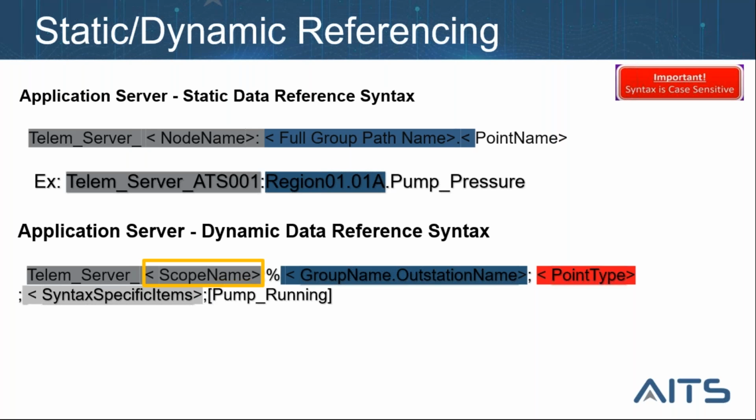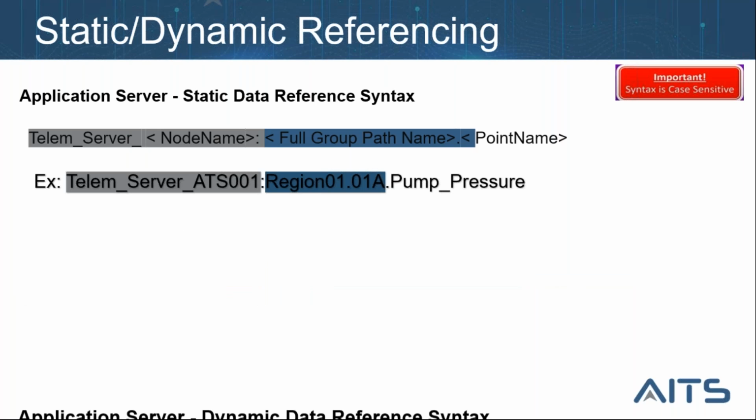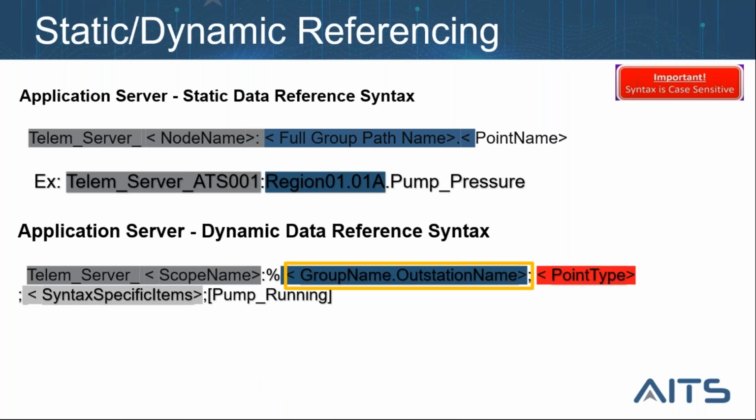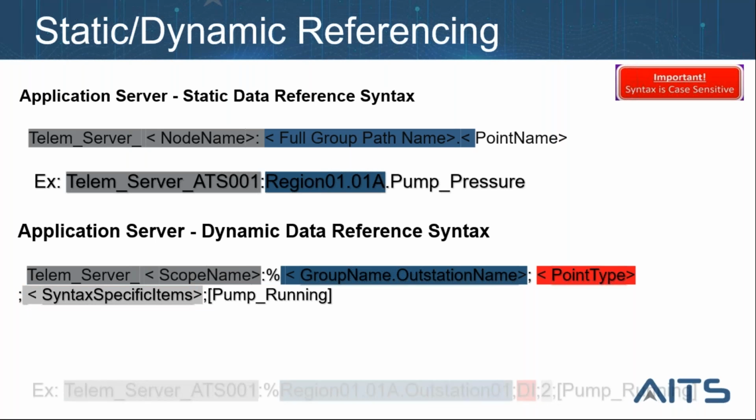Also, we should place the outstation name after the full path. After that, the point type is specified. For example, DI for digital input. The syntax and specific items depend on the type of protocol used. For example, if DMP3 is used, this is the point number. Here it's 2, which is, for example, the address for the point.